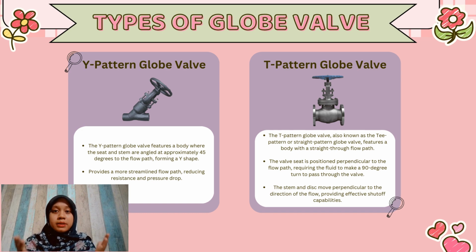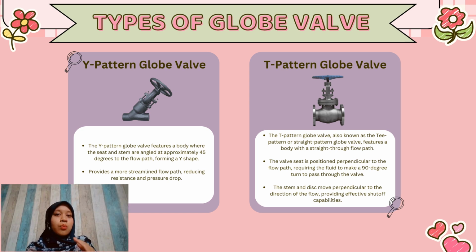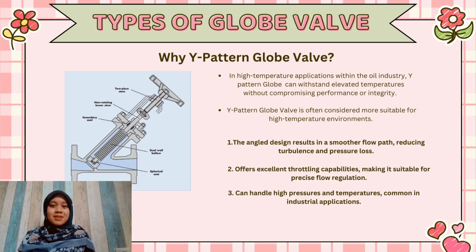The same goes for the T pattern globe design, where the T pattern itself is taken from the features of the body of the globe, where the stem is designed perpendicularly to the flowing fluid, which brings the shape of T. The stem and the disc move perpendicularly to the flow of fluid, which provides the capability of effective shut-off.